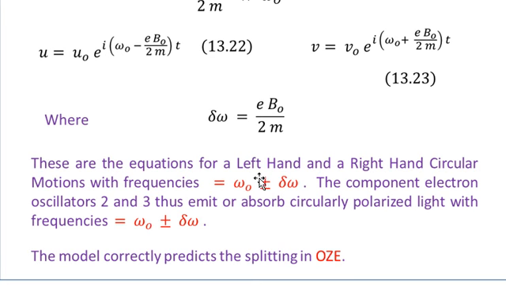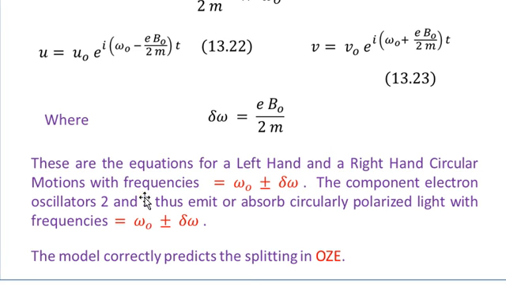These are the equations for the left hand and the right hand circularly polarized or circular motions with frequencies equal to omega naught plus minus delta omega. That is, one of the components, which we may label as a right circularly polarized component, will have a frequency greater than the normal frequency, given by omega naught plus delta omega, and the other component will have a smaller frequency, given as omega naught minus delta omega, which we may name as left circularly polarized light.